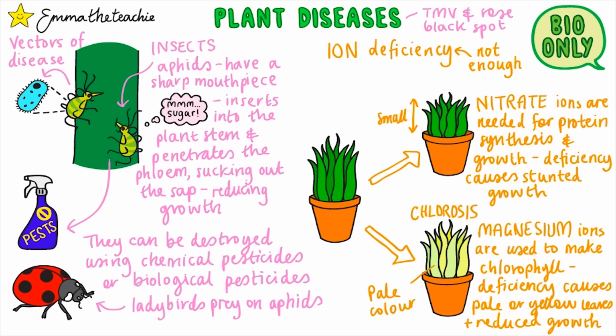Knowing about the ions needed for plants to grow at their best allows gardeners and horticulturists to provide the optimum conditions for plants by enriching the soil with all of the ions that they need.